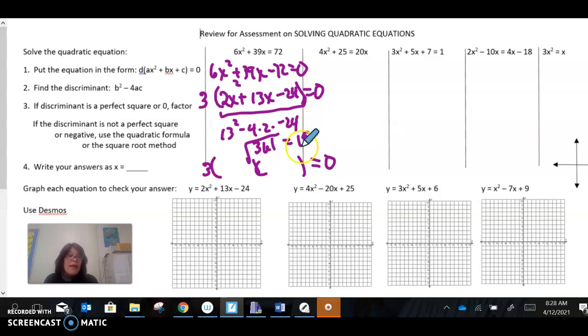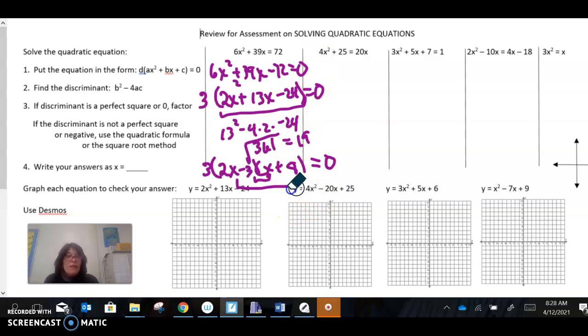Now that I know it can factor because my discriminant was a perfect square, I'm going to look at the 3 that is still out here. I'm going to think what multiplies to 2x squared. That would be 2x and x. What multiplies to 24? I don't know, 6 times 4, 8 times 3. I fool around with that until I get 13 in the middle. It ends up being 8 times 3 because that gives me 16x minus 3x, which gives me the 13x in the middle.